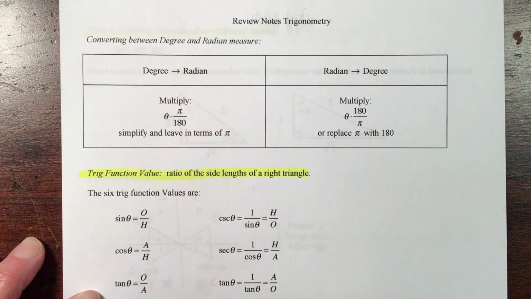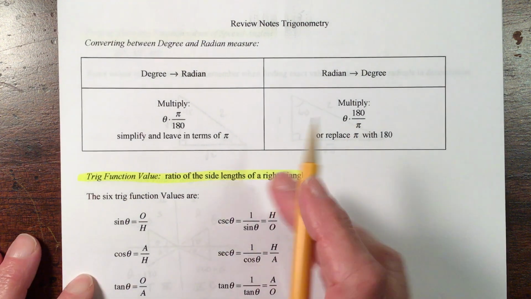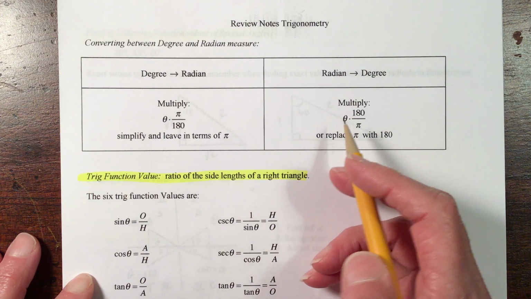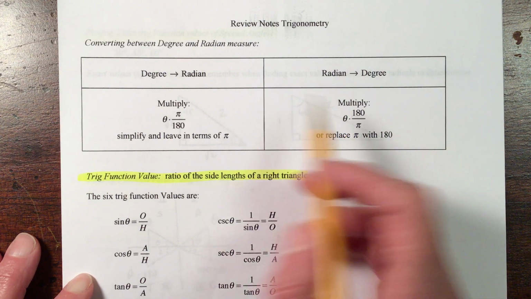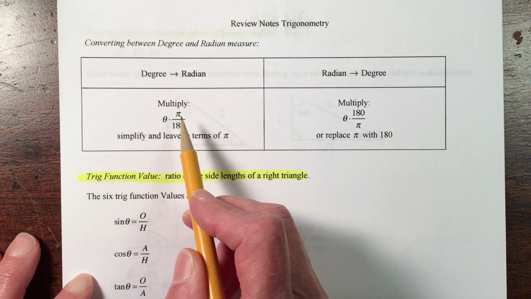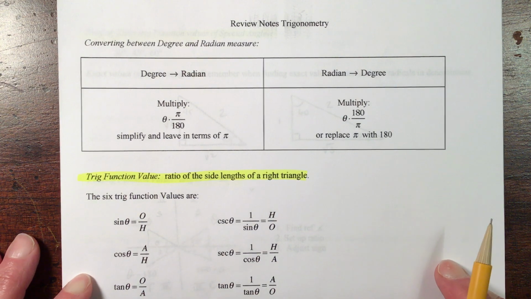Obviously, most importantly, converting between degree and radian measure. You guys, you have to know how to do this. Remember, our brains think in degrees, but a lot of times we're given radian measure. So to go from degree to radian, you're going to multiply whatever angle you're given by pi over 180 and simplify and leave in terms of pi.